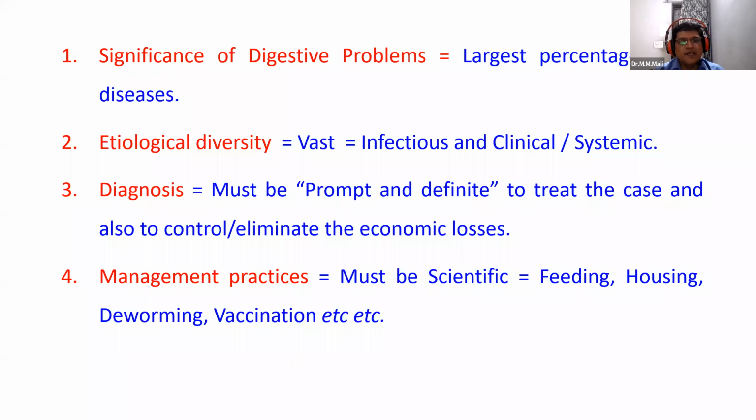And in the last, the management practices also play a great role in the occurrence and also in the control measures. So the management practices must be scientific, like all management and husbandry practices, including feeding, housing, deworming, vaccination. All practices should be continuously growing or changing scientifically. So the owner should always be educated about these advanced practices so that we all are able to control digestive problems in sheep and goats.